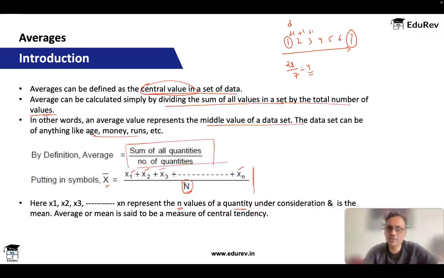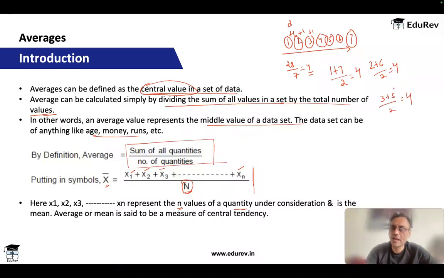So if you take first from the start and first from the end, 1 plus 7, and you just average them, then also you will get the same average. If you take second and second last, 2 plus 6, then also you will get the same average. And if you take third and third last, 3 plus 5, then also you will get the same average. And if you take the middle term, obviously that is the average.